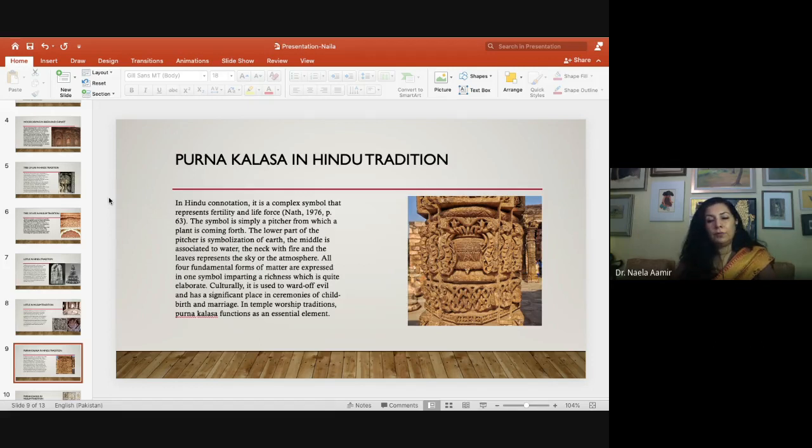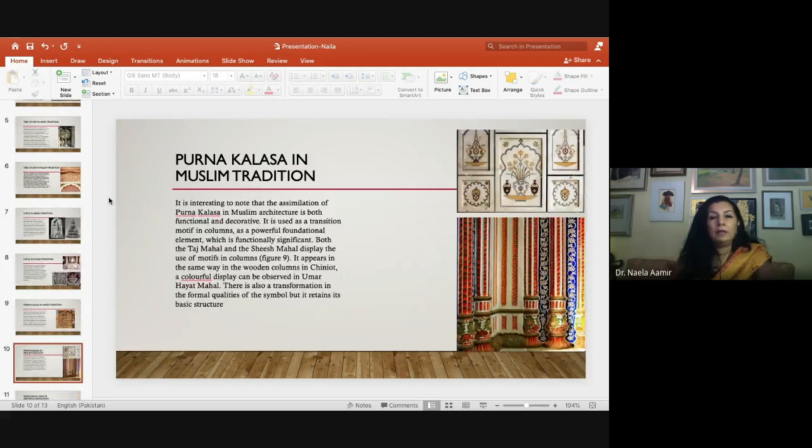In temple worship traditions, Purna Kalasa functions as an essential element. We are quite aware of these uses due to the media of India that we can see these things there. It is interesting to note that the assimilation of Purna Kalasa in Muslim architecture is both functional and decorative. It is used as a transition motif in columns, as can be seen in the bottom slide, as a powerful foundation element which is functionally significant.